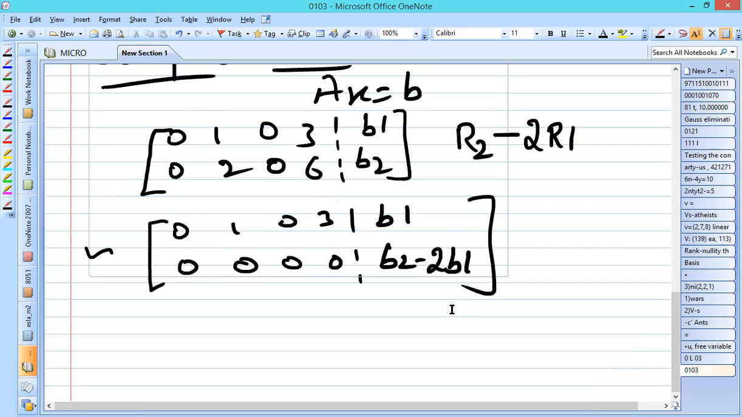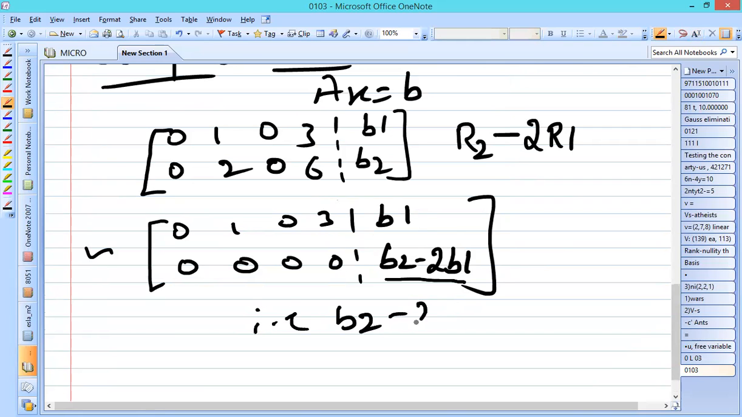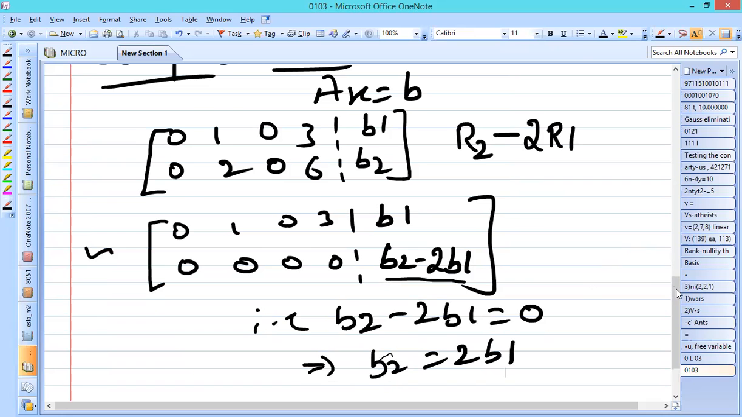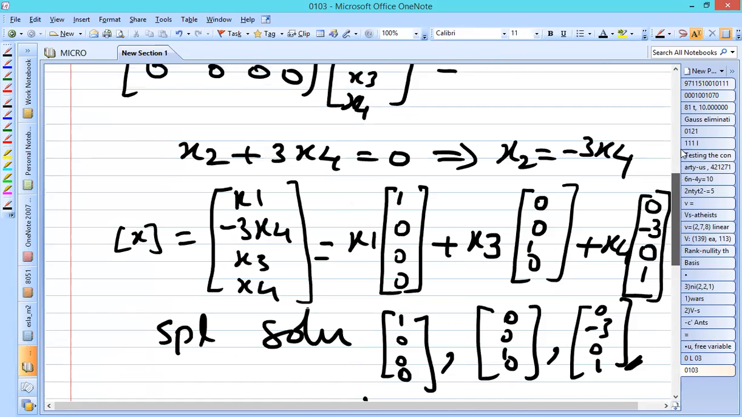Now if you observe this, Ax is equal to b, this equation will be having a solution only when b2 minus 2b1 is equal to 0. That is, we can write that only when b2 minus 2b1 is equal to 0, this Ax is equal to b can have a solution. Which implies that b2 is equal to 2b1. And in order to find the complete solution, this is the condition.